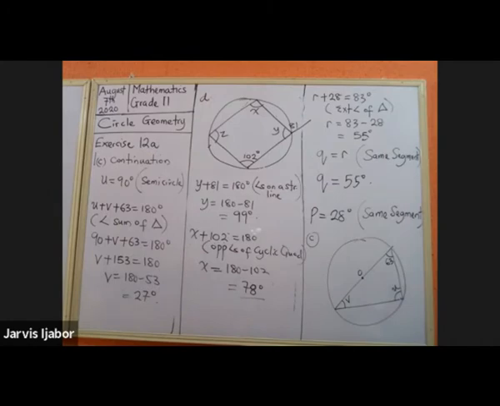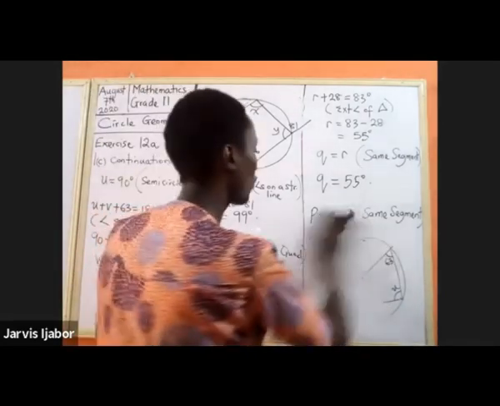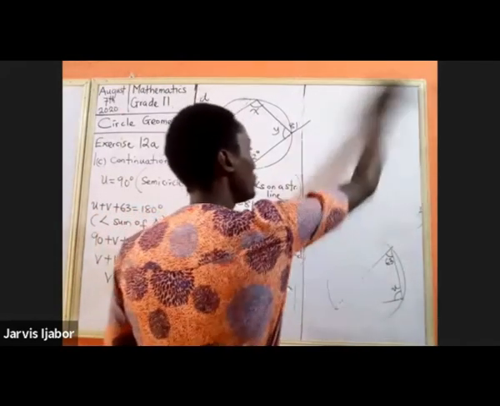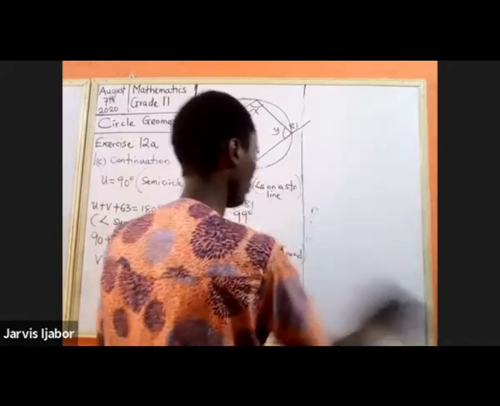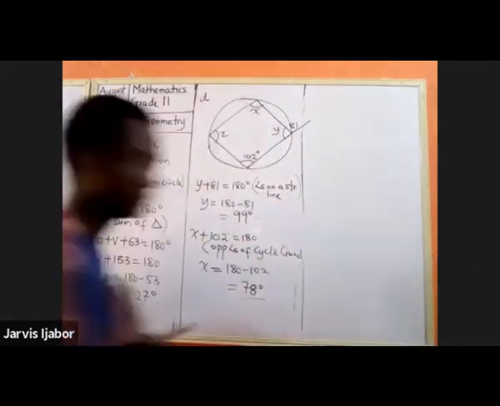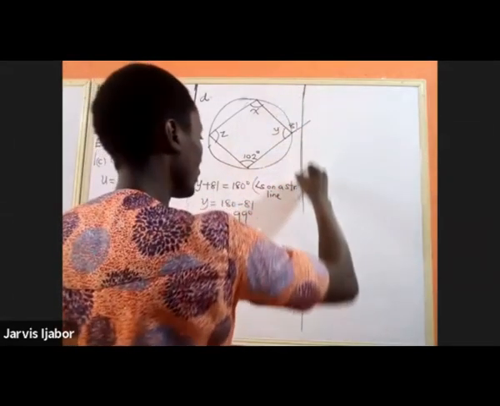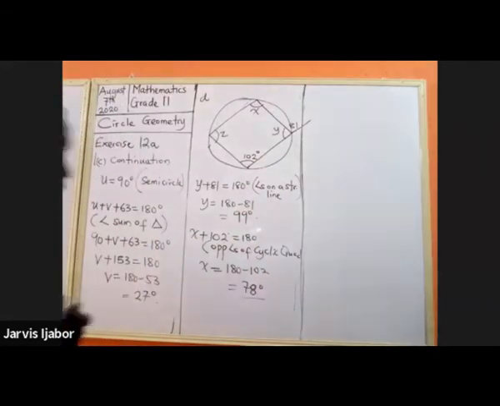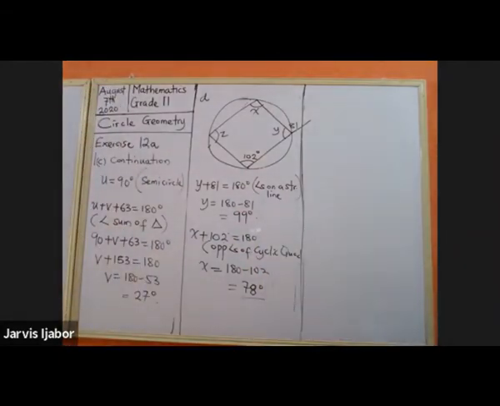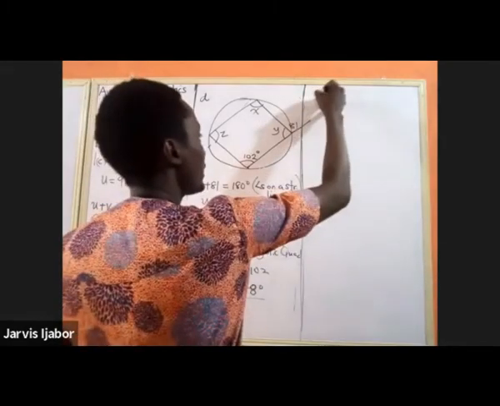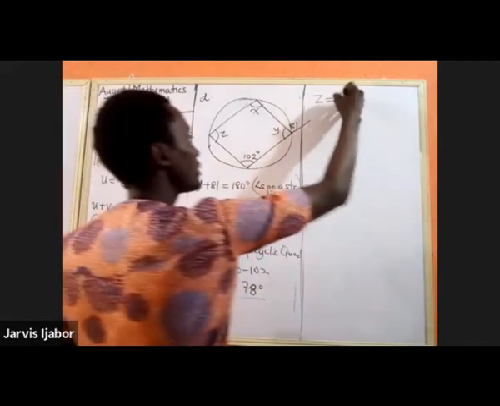Is that clear? All right, so that takes care of that. So we have one more to go. We've done Y, we've done X, but not Z. Z will be equal to 81 degrees.